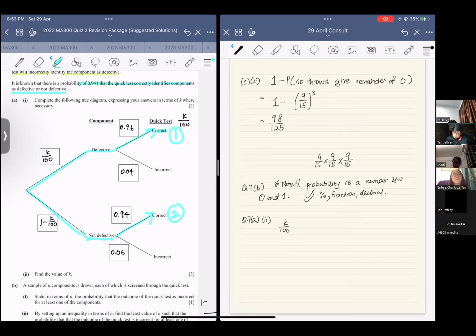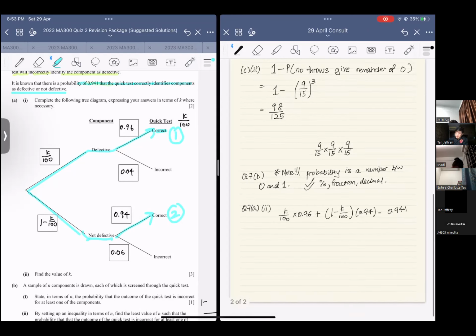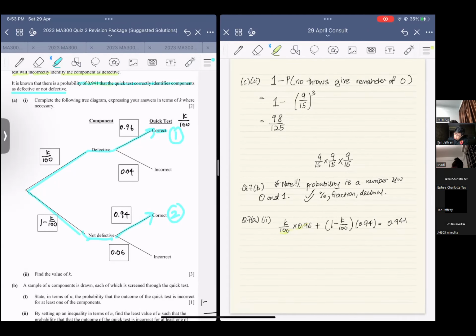So with that, I'll write down: K over 100, which is route number 1, multiplied by 0.96, added with 1 minus K over 100, and just be very careful if you're working, multiplied by 0.94, gives you 0.941. Okay. So I'm just going to use the calculator for this part. This one I'm just going to open one by one slowly. So I have something like 0.96K over 100 plus 0.94. This part is just brainless calculation. Just do it like algebra, right? Do it like a boss.